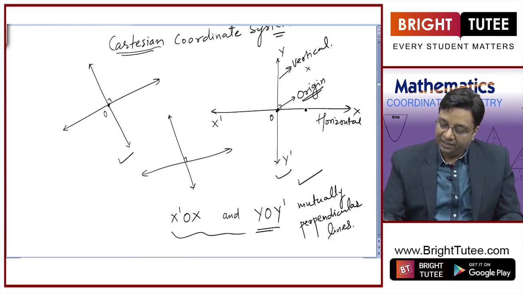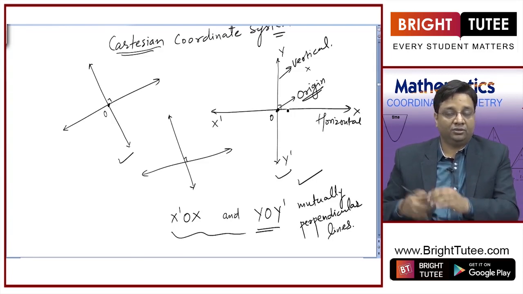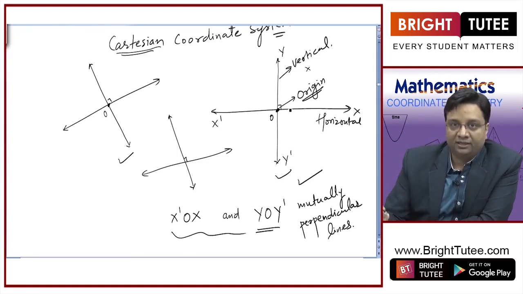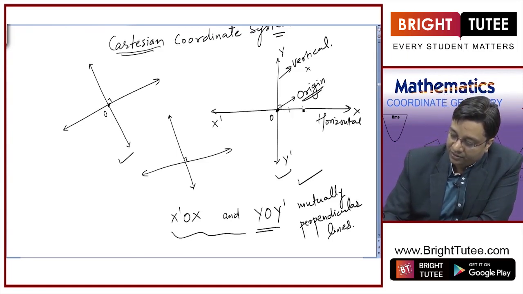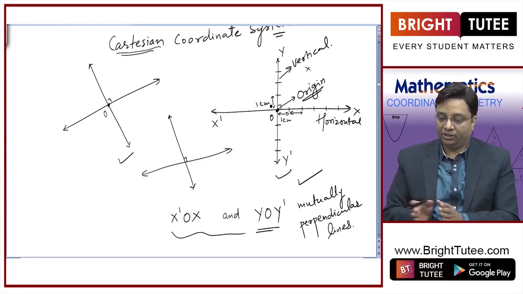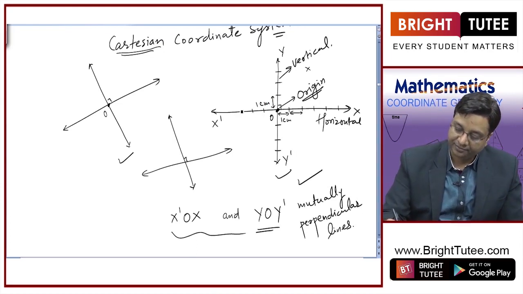Now we can divide these lines in suitable scales, similar to what we did in the previous question, to locate a certain point. Let us say we divide it into units of 1 centimeter. This is 1 centimeter, this is also 1 centimeter and so on. Similarly, we can divide this also in 1 centimeter gaps. Now we can locate a certain point using this data.